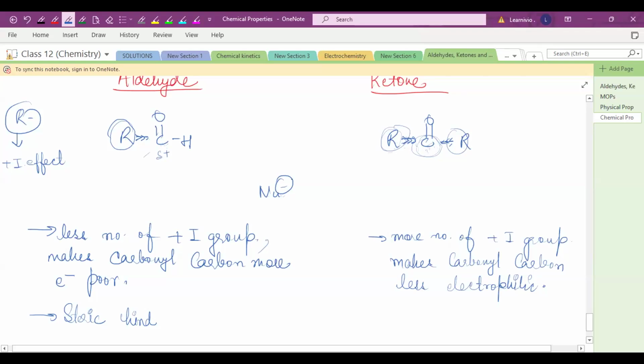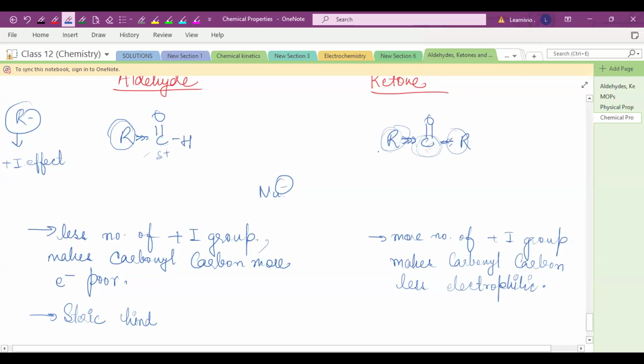Because the nucleophile is again electron rich, and where will it attack? Where the electron deficiency is there, right? So where the electron deficient center is found. So that's why in aldehyde the reactivity is higher.